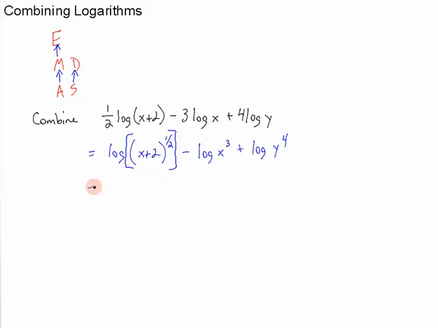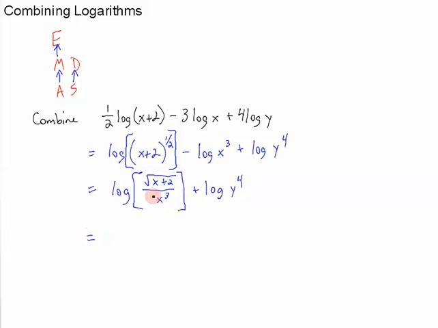Okay, and now we look at the first two. We've got subtraction of logs, so that's going to be division. Furthermore, you might realize that x plus 2 to the 1/2 is simply the square root of x plus 2. So if you look at it that way, you get log of, this will be on top, square root of x plus 2 over, because this is subtraction, x cubed. So we've combined the first two logs. Subtraction outside becomes division inside. And then we've still got plus log of y to the fourth.